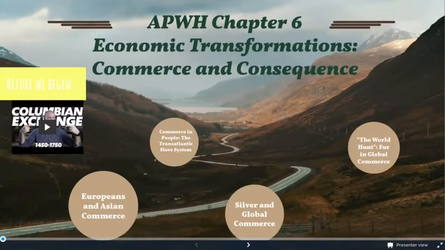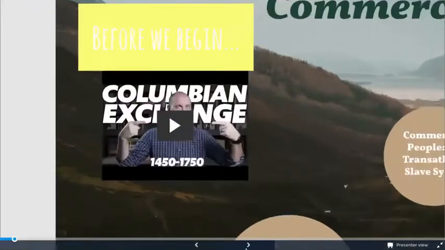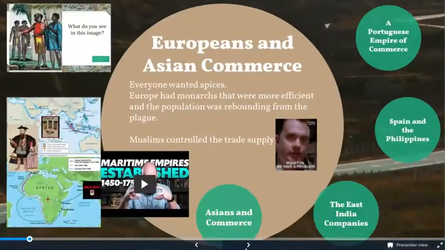Okay, so that is the beginning, the Columbian Exchange. So let's go ahead and look at Europeans and Asian commerce. Okay, everybody wanted spices. We know this. Europe had monarchs that were more efficient, and the population was rebounding from the plague.